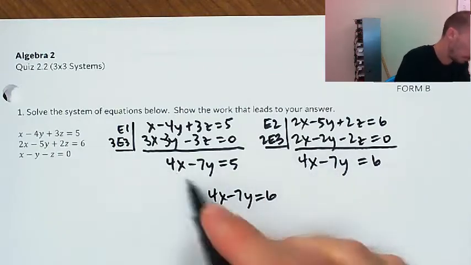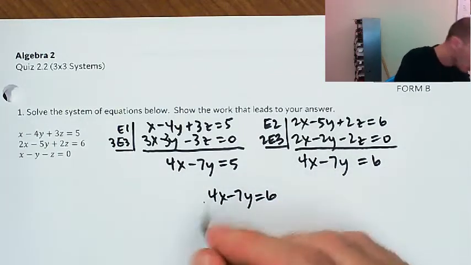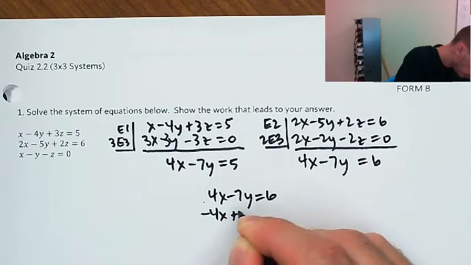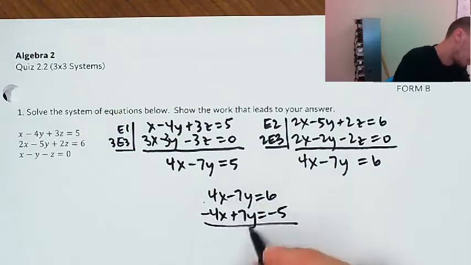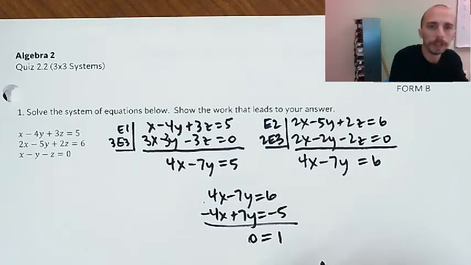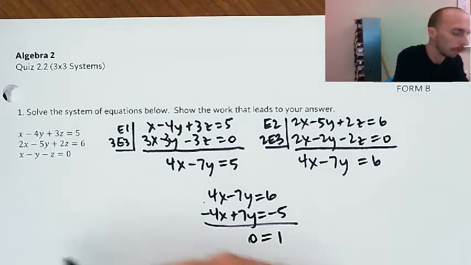This looks pretty set up for elimination. Maybe I'll multiply this one by negative 1. Negative 4x plus 7y equals negative 5. I add these all together. It looks like it's going to go well, and I get 0x plus 0y equals 1. And 0 is never equal to 1, so I know that this system has no solution.